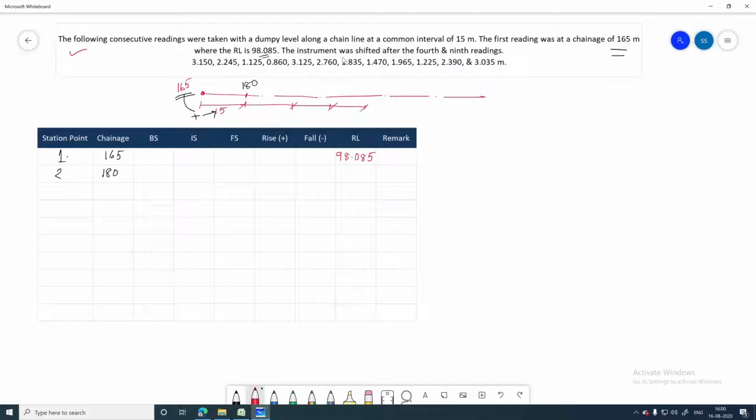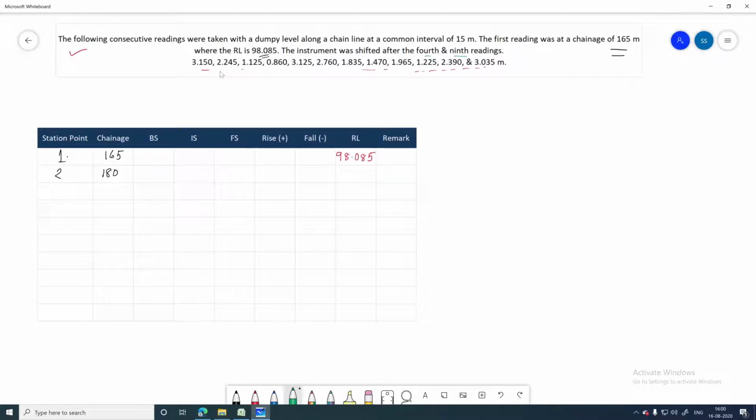Now the instrument was shifted after the 4th and 9th reading. So the numbers of readings and the values of the readings are given here. These are the values of the readings. Now, I am removing this part. Now look, the instrument was shifted after the 4th and 9th reading.